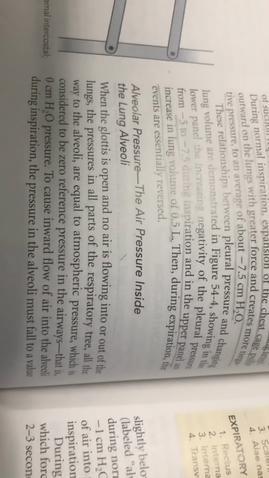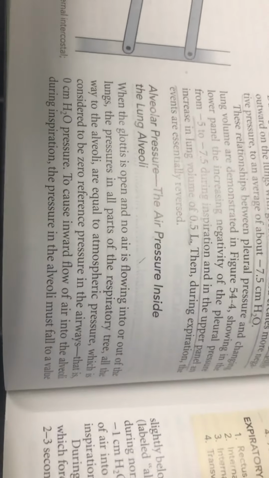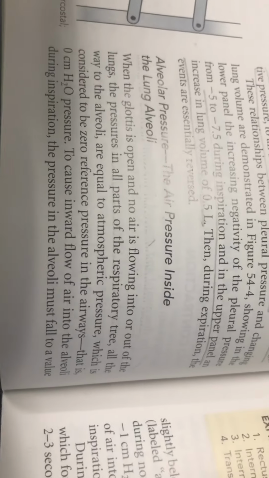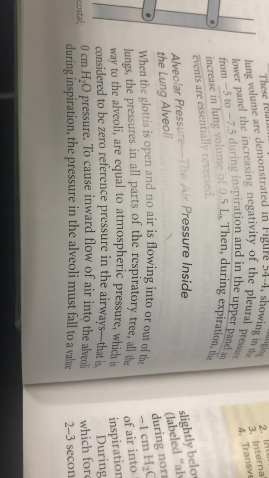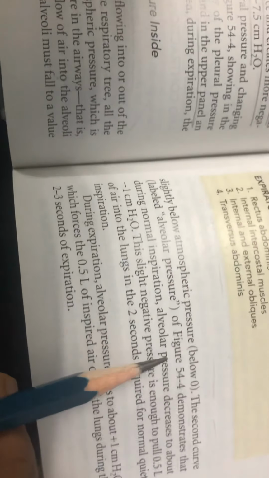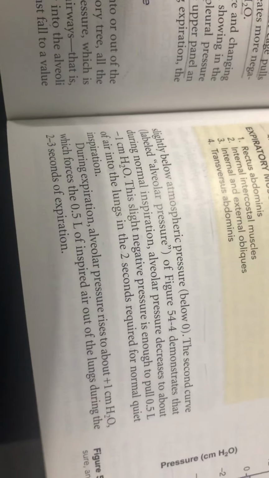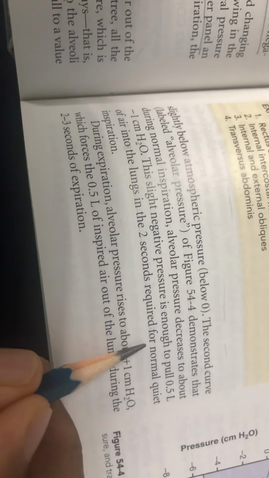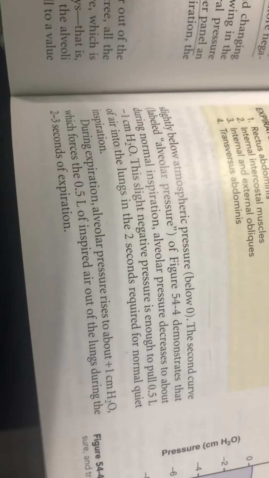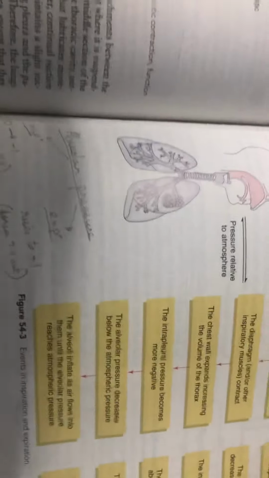Now about alveolar pressure. Alveolar pressure is almost 0 centimeters of H2O when the glottis is open and no air is flowing into or out of the lungs. To cause inward flow of air, the alveoli must have a subatmospheric pressure, that means it must fall to -1 centimeters of H2O. Then this slight negative pressure is enough to pull 500 ml of air into the lungs in the 2 seconds that are required for normal inspiration. During expiration, the alveolar pressure becomes +1 centimeters of H2O, which forces the 500 ml out again in the 2 to 3 seconds that are required for expiration.